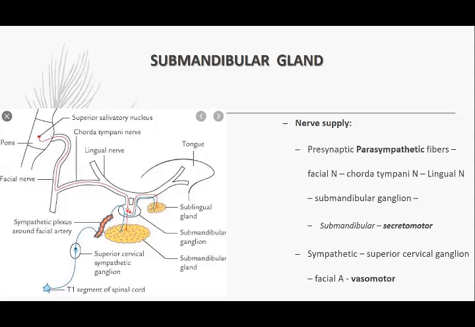Let's start with the secretomotor fibers. Okay? Secretomotor fibers travel with the facial nerve. They are parasympathetic fibers that travel with the facial nerve. The parasympathetic fibers in the facial nerve, they leave the facial nerve via its branch and travel in its branch, which is called chorda tympani. So the parasympathetic fibers present in the facial nerve, they leave the facial nerve and run in the branch called chorda tympani.